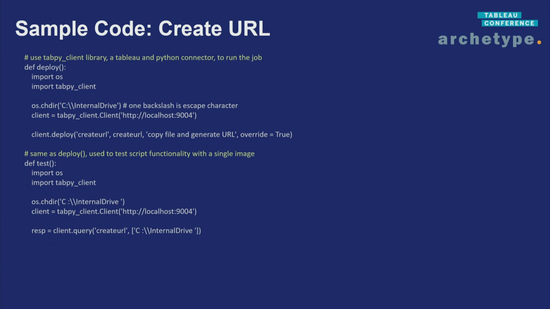How this script does it is by using a function from the TabPy client library, which is a Tableau and Python connector, to run this job. Running this function will create a unique URL for each of the images you have stored in the web server folder. Remember, I showed before, when you open the browser, you just enter the local Tableau server hostname plus your image name. It will generate a web-based URL, which you can use in the dashboard. So this part of the script is doing that job.